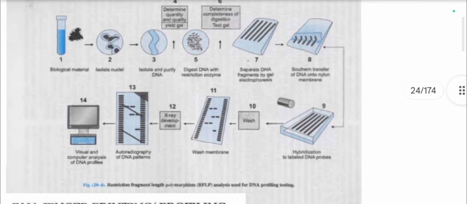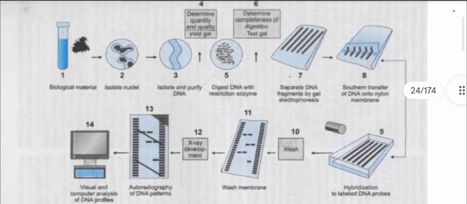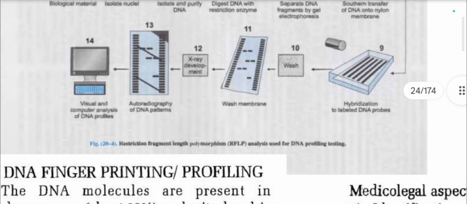First is biological material we have to take, then we have to isolate the nuclei, then isolate and purify DNA, digest DNA with restriction enzymes, separate DNA fragments by gel electrophoresis, then Southern transfer of DNA into nylon membrane, then hybridization to label DNA probes, then wash membrane, autoradiography of DNA prints, and visual and computer analysis of DNA profiles. So this is the diagram of DNA fingerprinting.